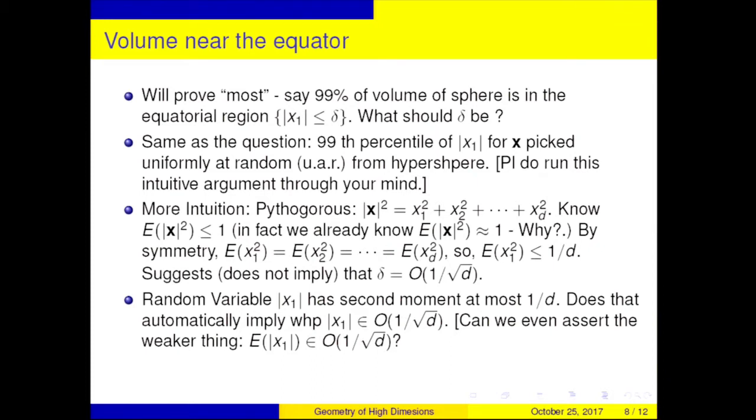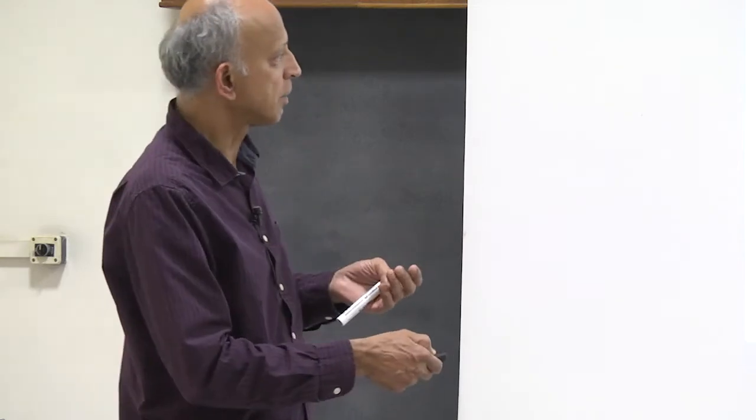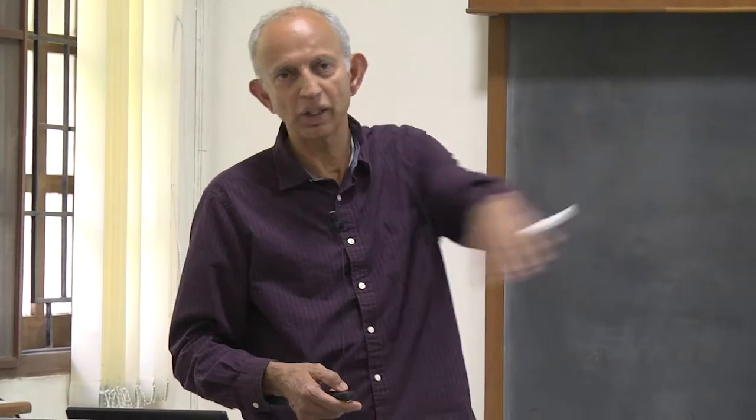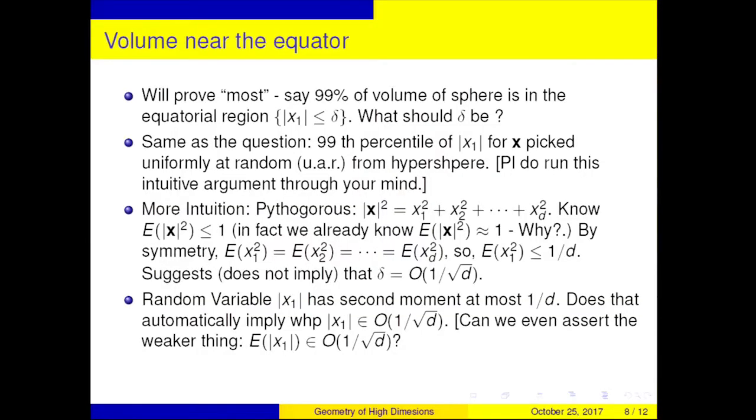For a general random variable, let's consider the absolute value of x1 to be a general random variable. It has second moment at most 1 over d. We saw that. Does that automatically imply that with high probability, meaning exponentially small failure probability, it's order 1 over root d? That's not true, right? General random variables can have terrible tails. So if you had a polynomial density, the tail is so long that this won't be true. But for all the geometric quantities we are going to see, the tail will not be bad.